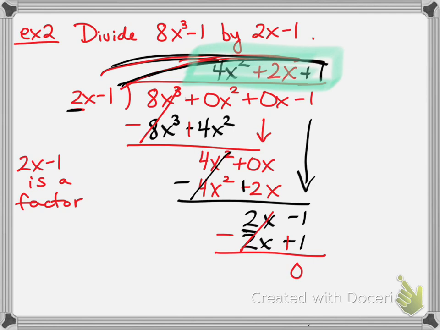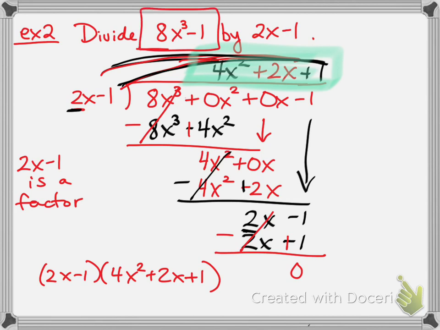I should tell you that you could check yourself by distributing. This times the answer should give you this that we started with. So you could do that and you can check yourself. Same thing like if you do 4 into 12 and it goes 3 times. You can take your answer by what you divided by and it should equal what you started with.